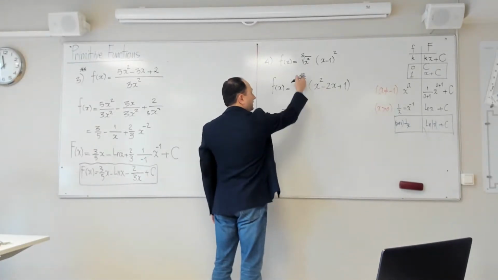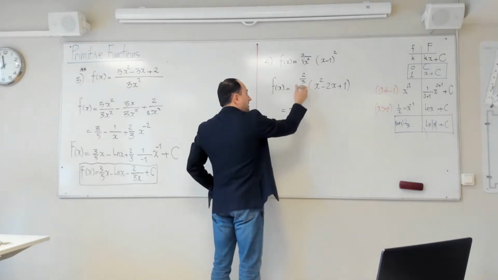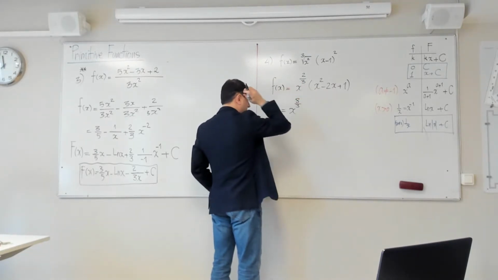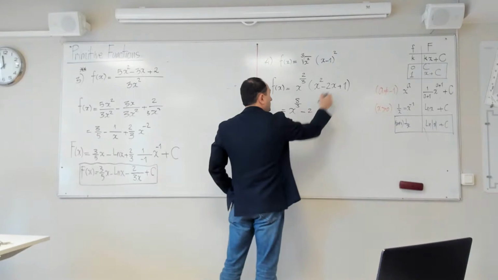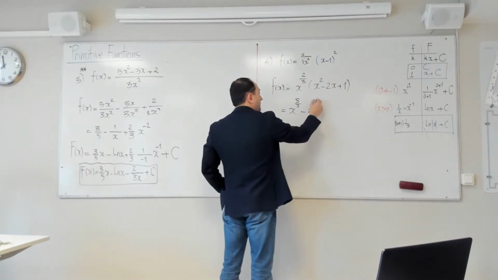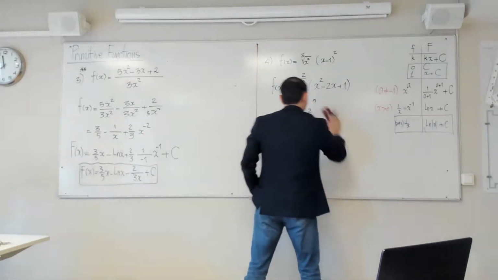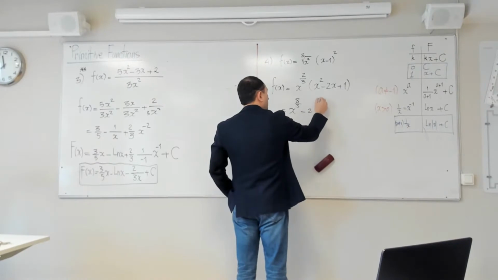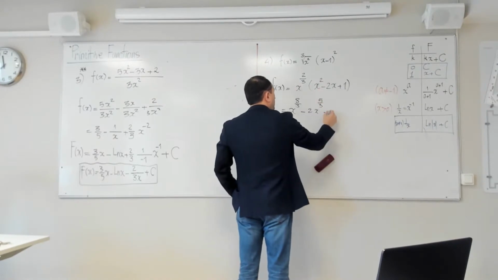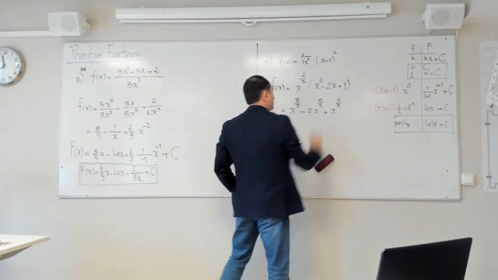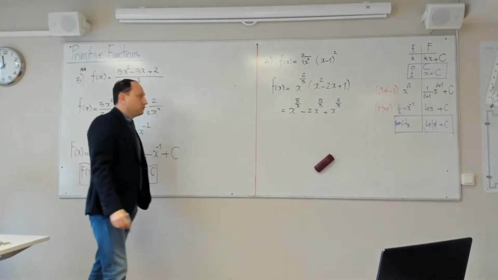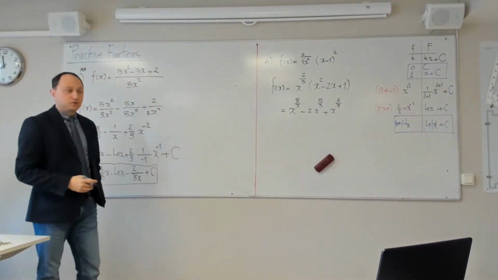So then it becomes x to the power of, let us do it in my head, 2/3 plus 2 is how much? It is 8/3. And then I have minus 2 times x to the power of 1 plus 2/3, which is 5/3. And then finally, I have x to the power of 2/3. So that is not a big deal. Now you understand what to do, yes?